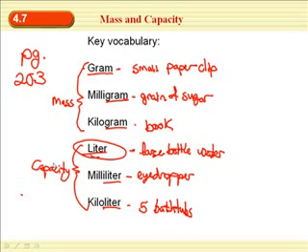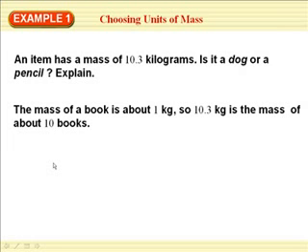Let's go ahead and see what the examples have in store for us. An item has a mass of about 10.3 kilograms. Is it a dog or a pencil? Explain. So we know a kilogram is about your textbook. So 10 of them would be 10 textbooks. Well, I'd hate to write with a pencil that weighs 10 textbooks. So it says the mass of a book is about 1 kilogram, so 10.3 kilograms is a mass of about 10 books. So I would say it would be a dog. And that's a pretty big dog. My dog isn't 10 textbooks, I don't think. It may be 3 or 4 textbooks, but not 10.